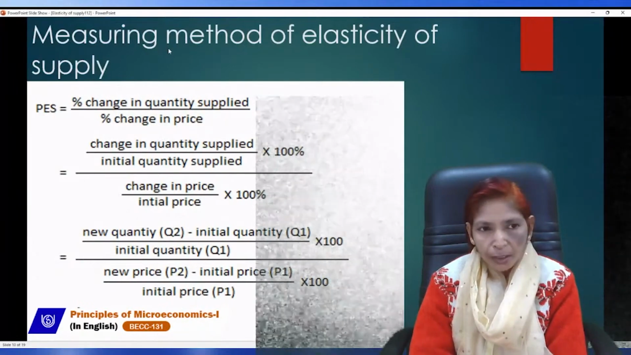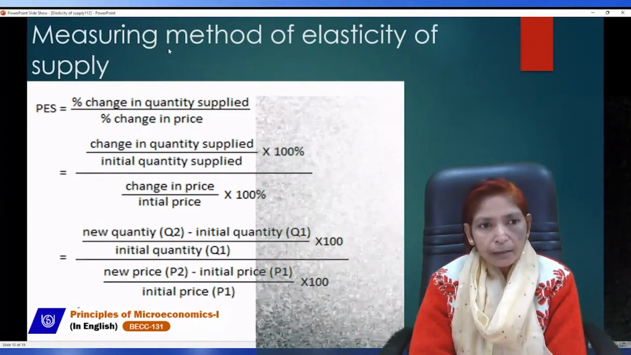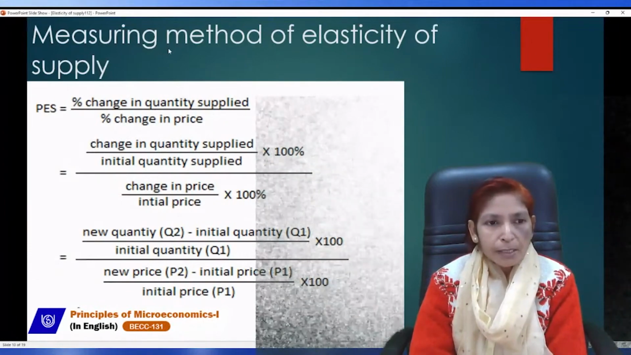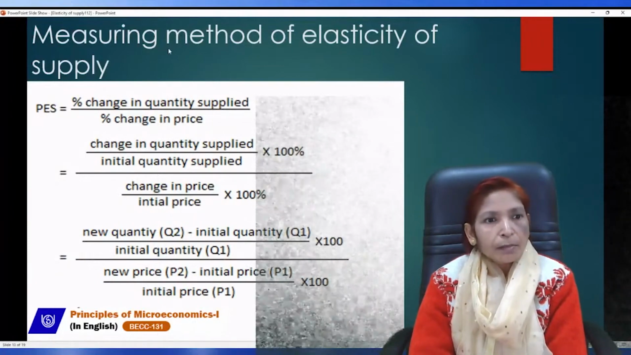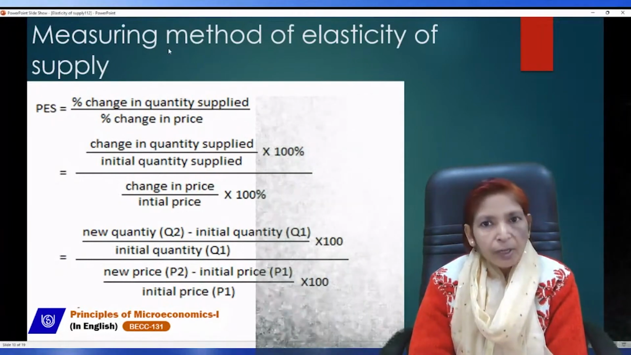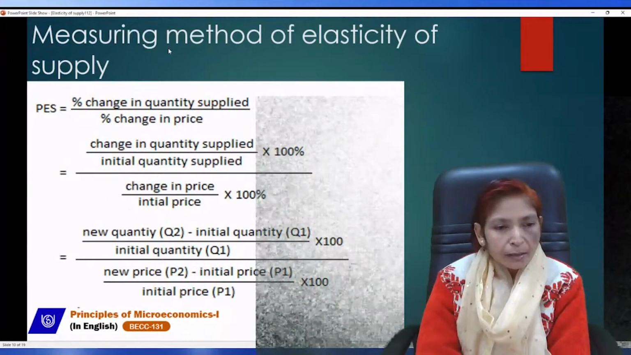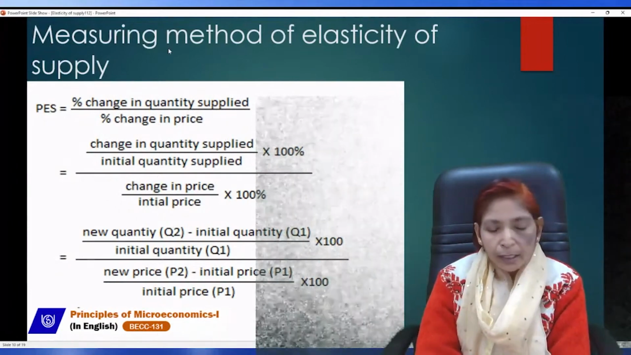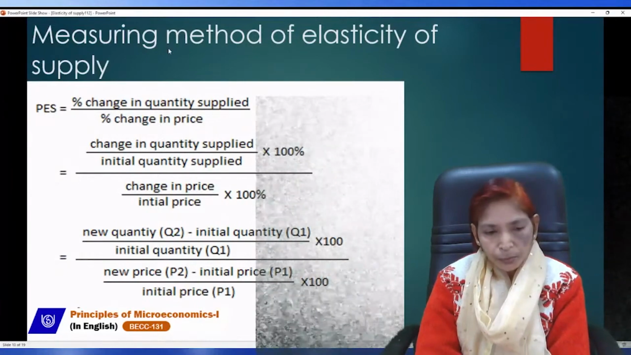Its first formula is percentage change in quantity supplied divided by the percentage change in price, which is called price elasticity of supply. We can write down this method in this form also: delta Q upon delta P into P upon Q.